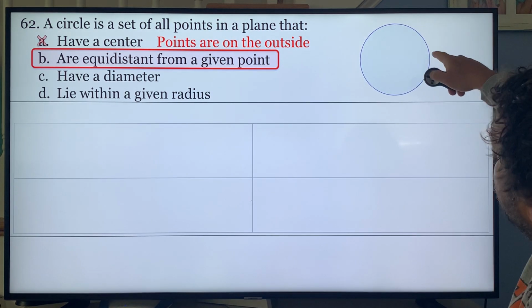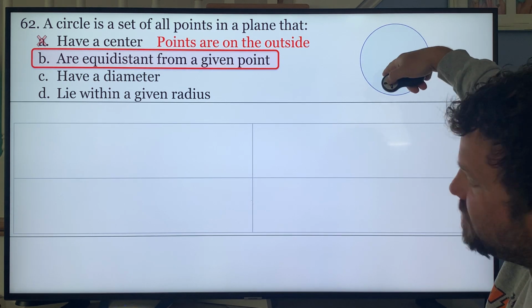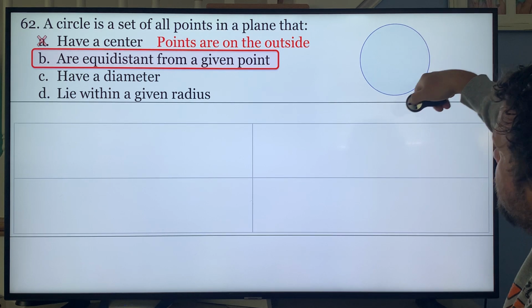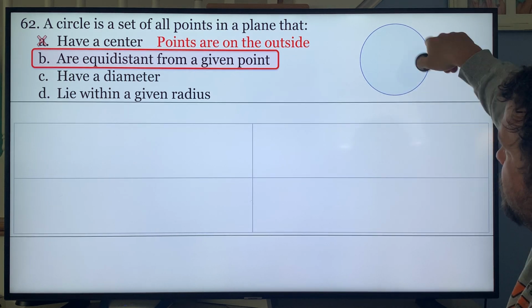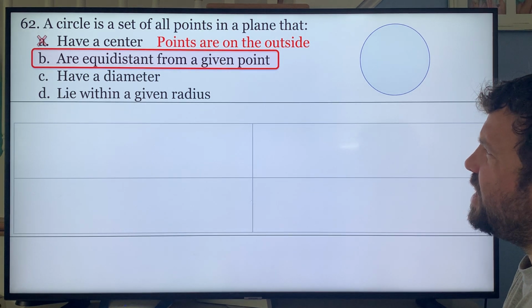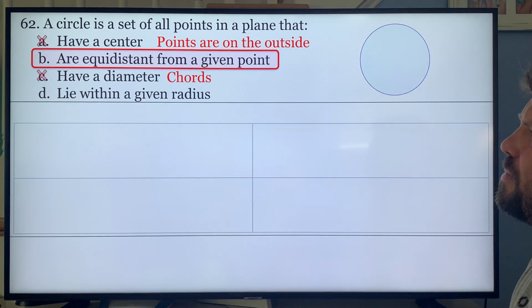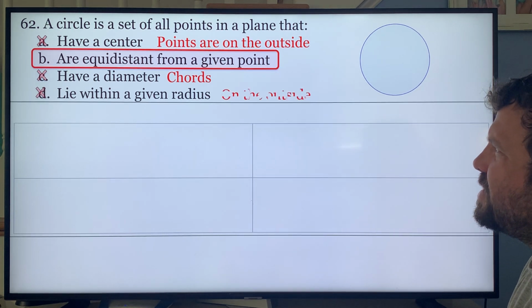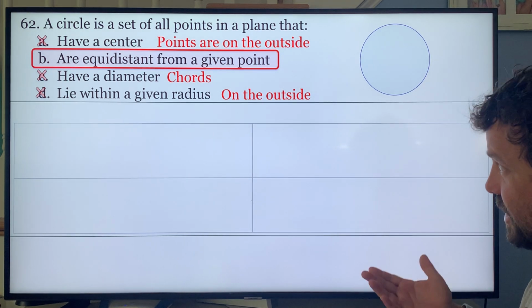If you have a circle, you have a radius. If you spin your radius around a circle, you get all the points. So these are all just an infinite number of points. It's like a compass. Spin it around. Are they a set of points that have a diameter? No. The diameter could also be chords. And does it lie within a given radius? No, it doesn't. It lies on the outside of the radius, not inside.